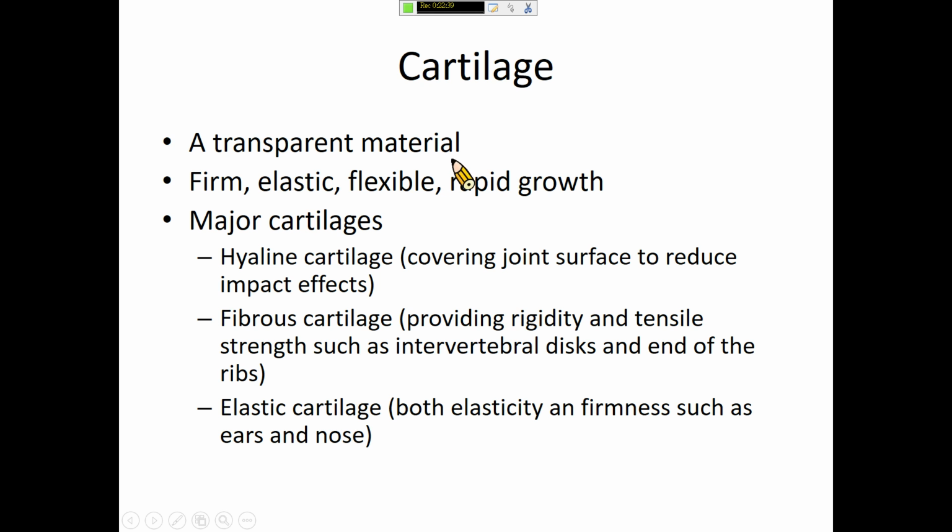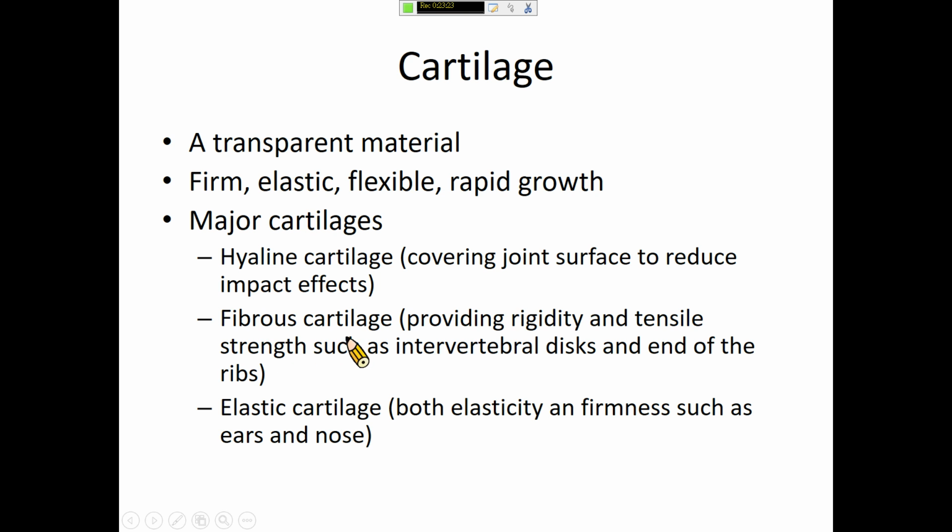Okay. What about cartilage? Cartilage is something transparent, okay? And it's not so hard, but it's still firm, and it's elastic, flexible, and it grows very rapidly, okay? There are several major cartilages, okay? The first one is hyaline cartilage. Okay, they cover joint surfaces to reduce impact. Hyaline cartilages, usually they cover some of the joints. It's hyaline.